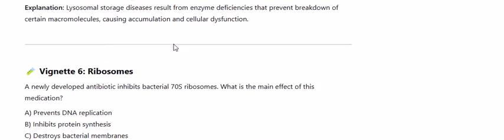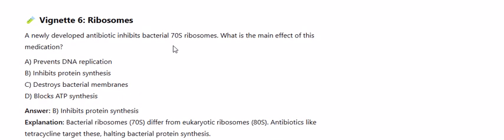Vignette 6. Ribosomes. A newly developed antibiotic inhibits bacterial 70S ribosomes. What is the main effect of this medication? A. Prevents DNA replication. B. Inhibits protein synthesis. C. Destroys bacterial membranes. D. Blocks ATP synthesis. Answer: B. Inhibits protein synthesis. Explanation: bacterial ribosomes, 70S, differ from eukaryotic ribosomes, 80S. Antibiotics like tetracycline target these, halting bacterial protein synthesis.